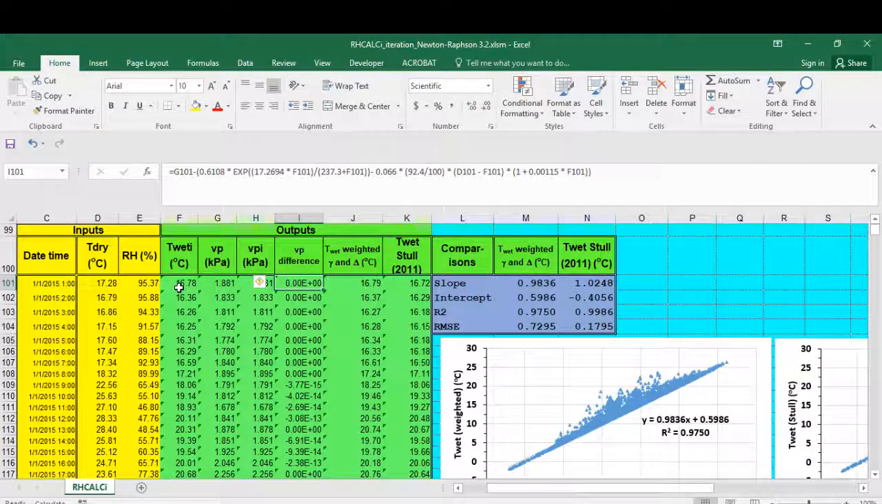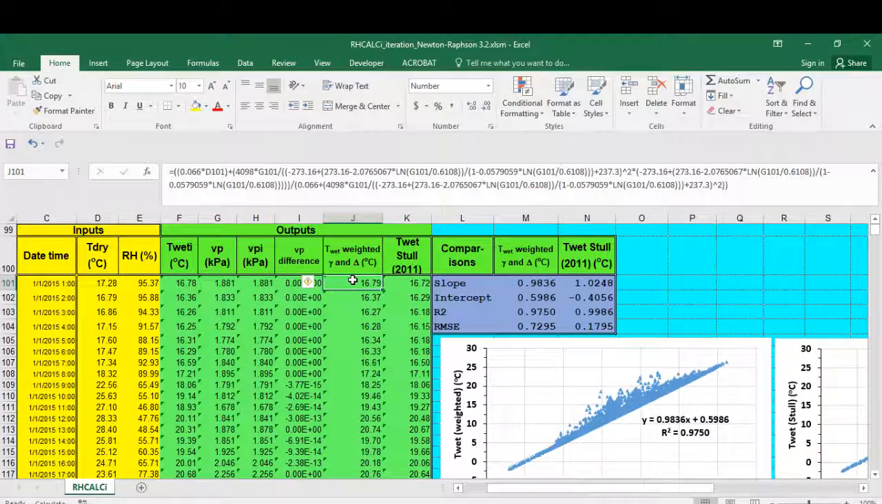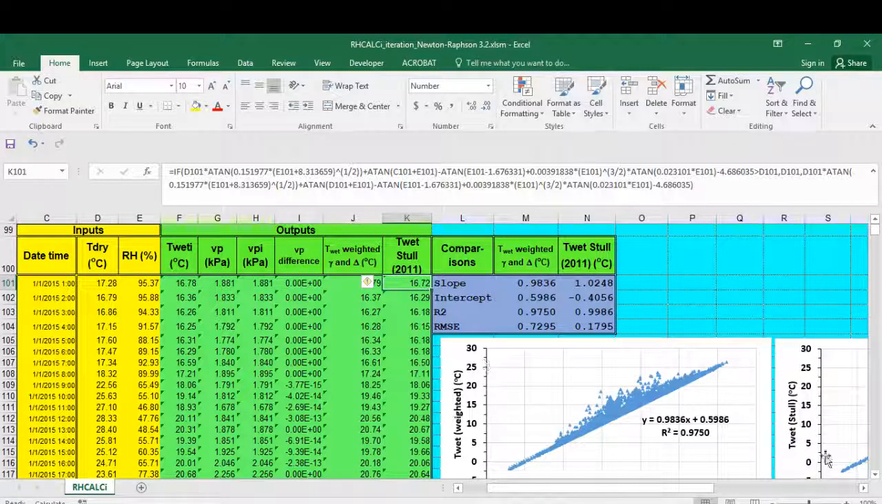I've then approximated the wet bulb measurement based on a weighted mean of dry bulb and dew point weighted by delta and gamma. That method is commonly used, and that's in column J. In column K, I've got another approximation for the wet bulb using the Stull 2011 method.